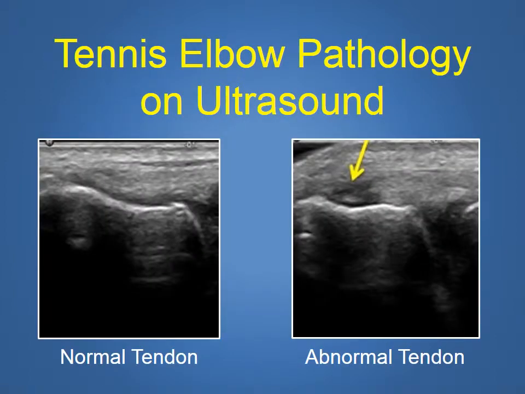This slide shows the appearance of a normal common extensor tendon versus an abnormal tendon using ultrasonography. The image on the left shows a normal tendon enclosed in the green area attaching onto the bone edge of the lateral epicondyle marked by the red line. The image on the right shows the ultrasound appearance of tennis elbow. The abnormal tendon again is enclosed in the green area attaching onto the bone edge of the lateral epicondyle marked by the red line. The yellow area points to the degenerative portion of the tendon.